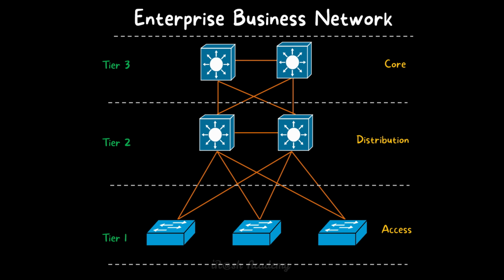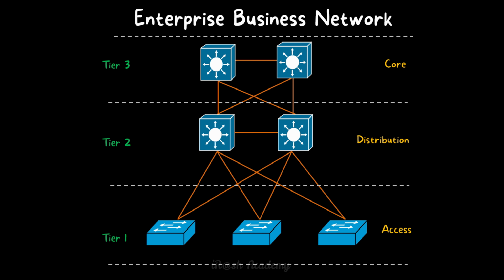Also, the distribution layer manages the routing, quality of service and access control. In addition to that, critical services like servers and storage also can be connected to the distribution layer. The function of core layer is to provide fast and reliable connection to the other distribution layers of the network. They are working as a fast connectivity hub between the multiple local area networks. So this is the basic concept of an enterprise business network.